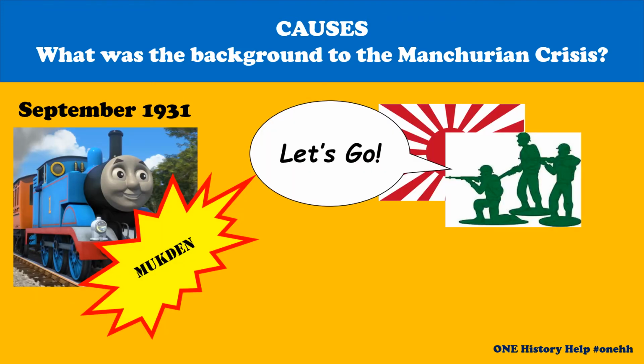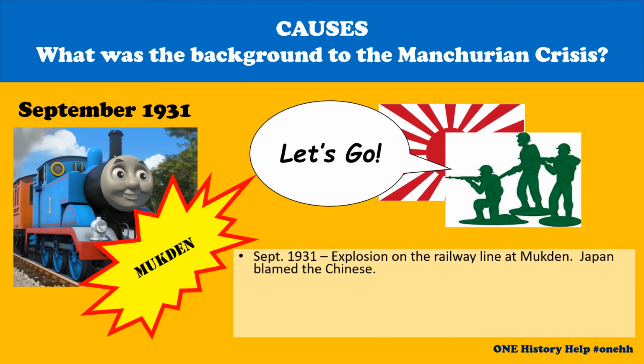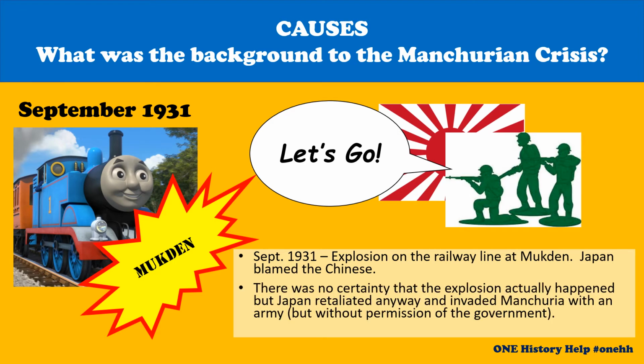The invasion of Manchuria happens in September 1931, after there is an explosion on the railway line that Japan is overseeing in the town of Mukden. Japan blame this explosion on the Chinese. They say it is sabotage of the highest order. So they use this as the excuse that they need to invade.